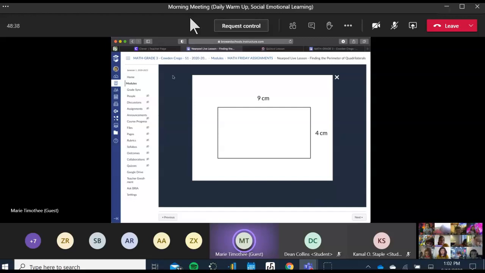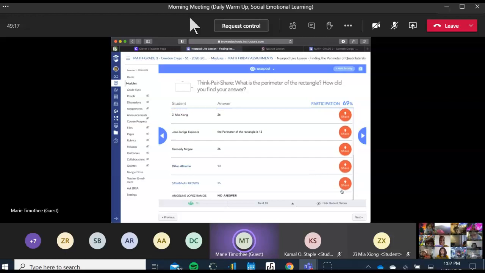So to find our answer, we would do 9 plus 9 plus 4 plus 4. And what does that give us, Ziamia? 26. Okay, good job, Ziamia. So that gives us 26. So you add all 4 sides. Remember, even if they give you just one number, you have to find the size of all 4 sides to find your perimeter. I know that was a little tricky, but we're gonna go ahead and keep practicing, okay?